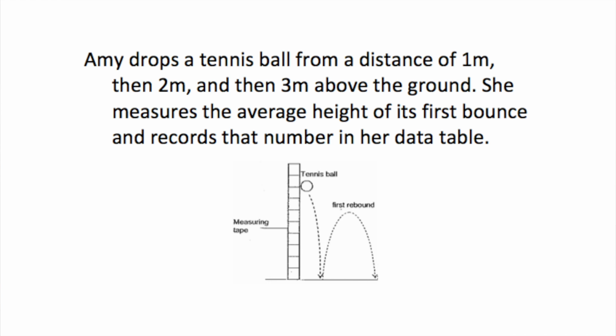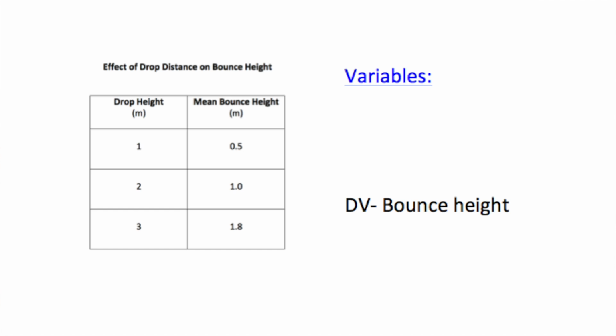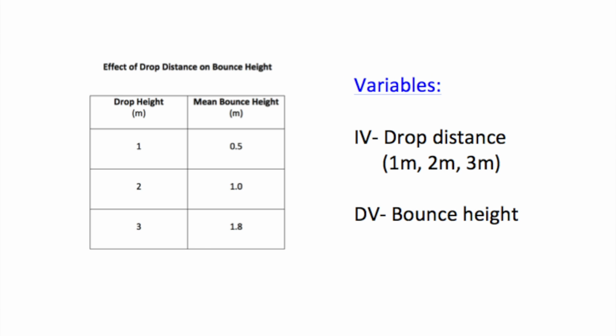Amy drops a tennis ball from a distance of 1 meter, then 2 meters, and then 3 meters above the ground. She measures the average height of its first bounce and records that number in her data table. We are told that Amy is measuring and recording the bounce height in her data table, so that is our dependent variable. The thing that Amy changes between trials is the distance from which she drops the ball, and that is, therefore, the independent variable.